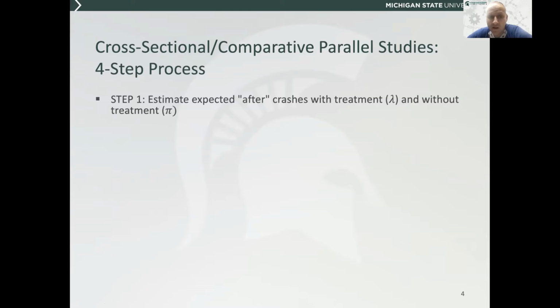First and foremost, we need to estimate how many crashes we would expect to see during that after period, both with the treatment applied and with the treatment not applied. And so, as alluded to on the preceding slide, the number of crashes with the treatment is measured directly from those locations where it's actually been applied. And the without treatment estimate is going to be based on similar data for a series of control sites.